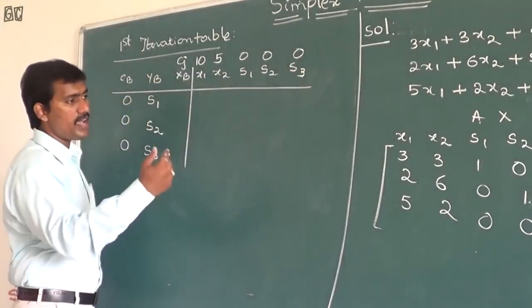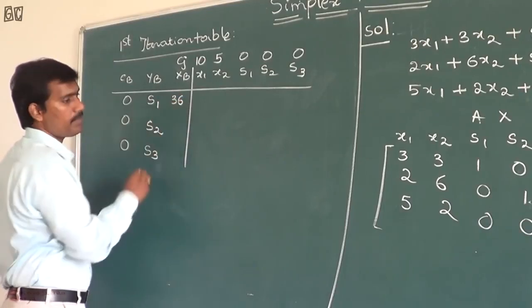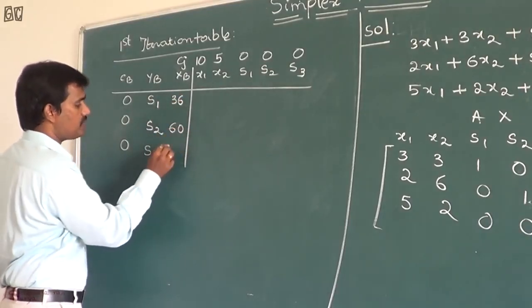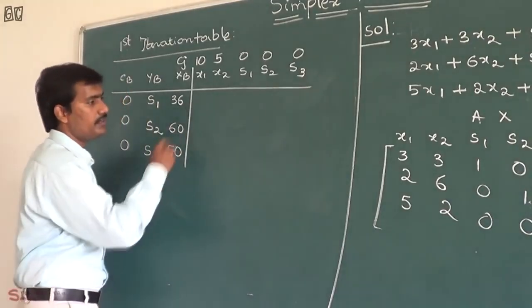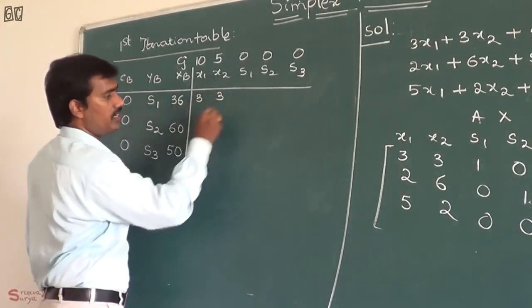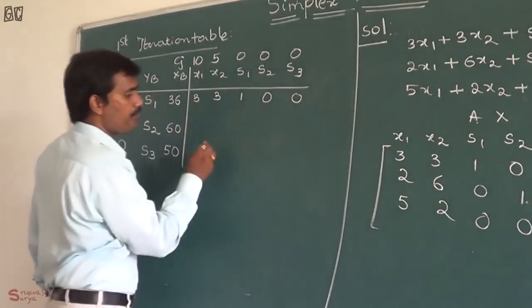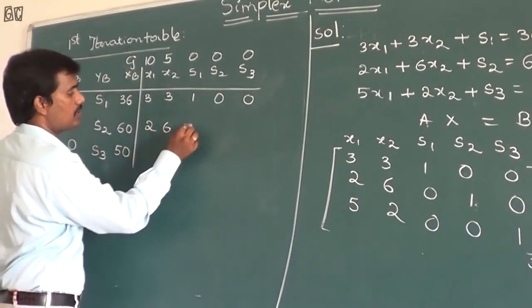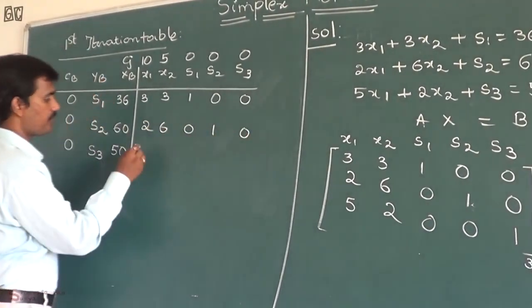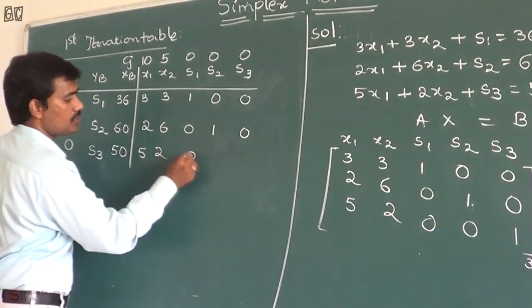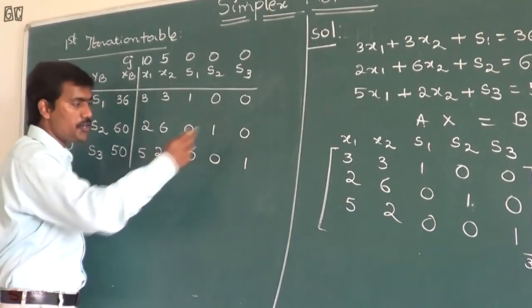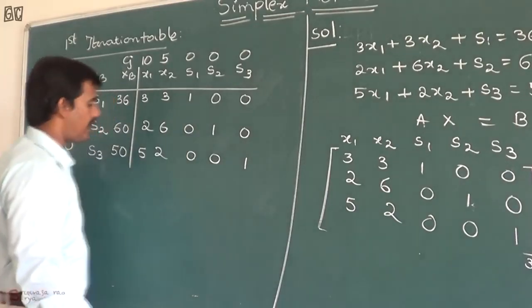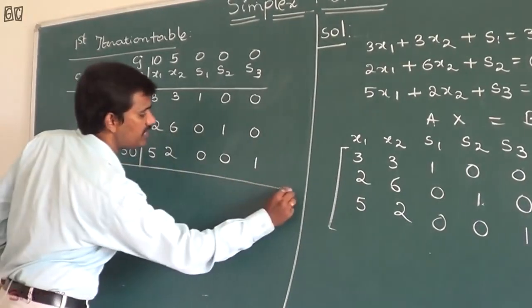And in Ax equal to B, we have B as 36, 60 and 50. Now we have to represent the total matrix here. That is 3, 3, 1, 0, 0, 2, 6, 0, 1, 0, 5, 2, 0, 0, 1. We have an identity matrix, so that is 1, 0, 0, 0, 1, 0, 0, 0, 1.